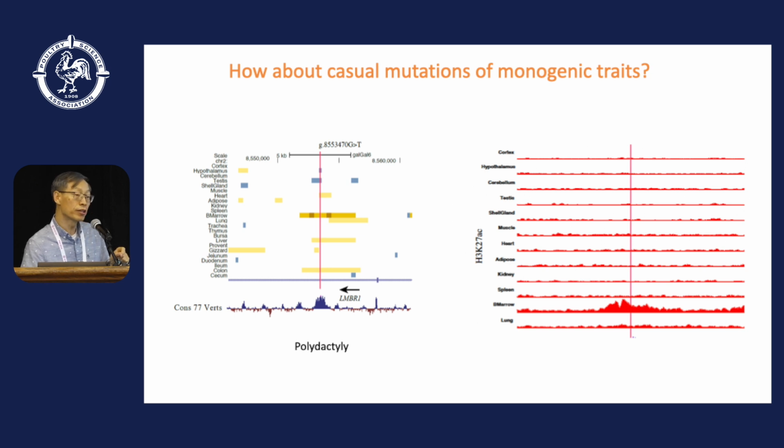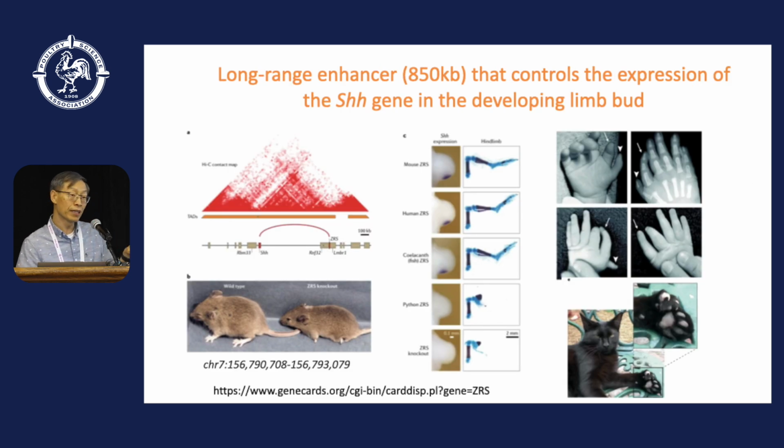And if you look at how conserved this is across 77 vertebrate genomes, this is a very, very conserved region, and that single mutation changes this. If you look at these histone modification marks, you can see only in bone marrow there are strong peaks, not in any other tissues. Interestingly, this specific mutation in the mammal is in a long-range enhancer, almost 1 million base pairs away, regulating the SHH gene. This gene is for the limb bud.